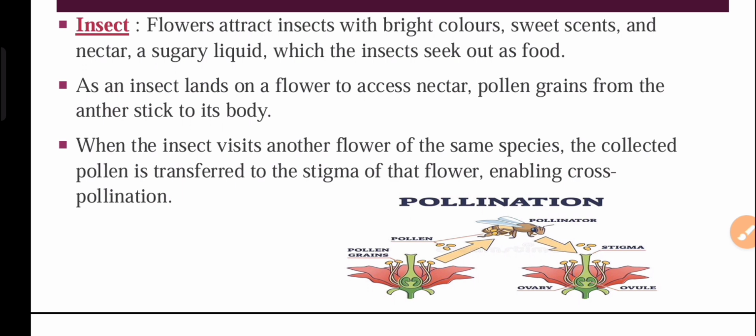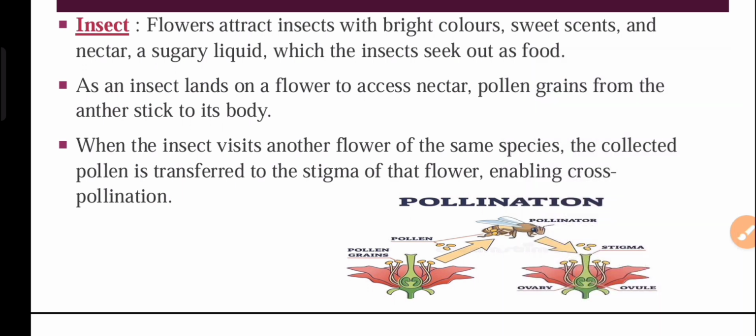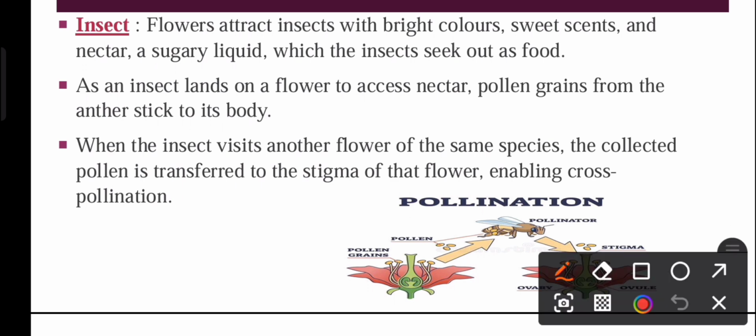That's why it attracts insects, and it also produces scent or odor, nectar and sugary liquid. That's why insects come to seek out food. As they land on the flower to access nectar or pollen grains from the anther, pollen grains stick onto the body of the insect.